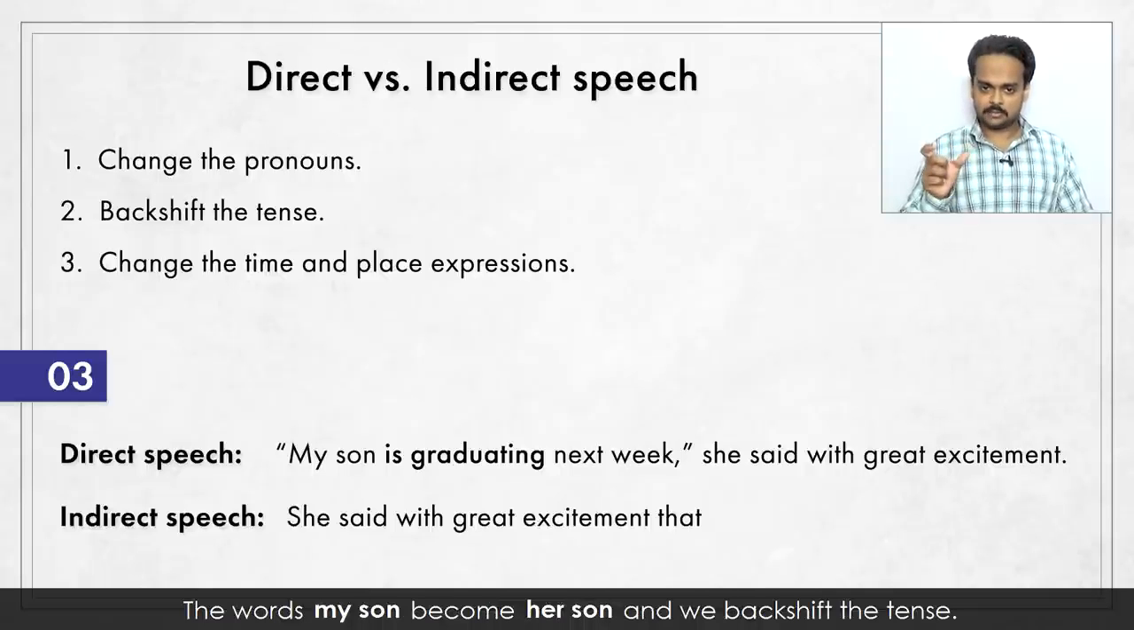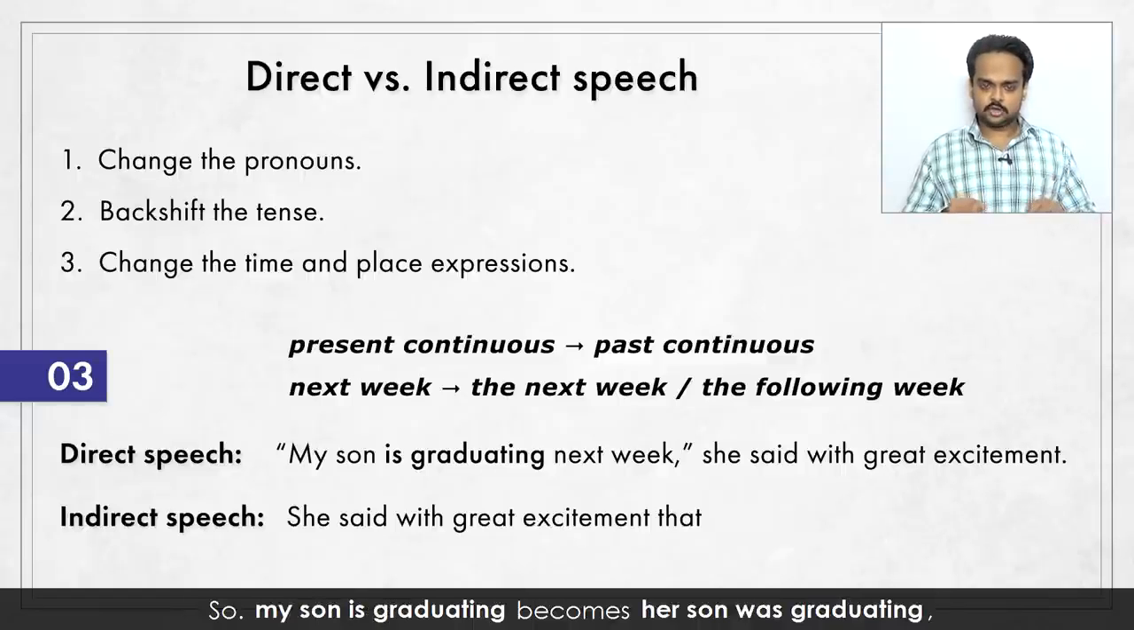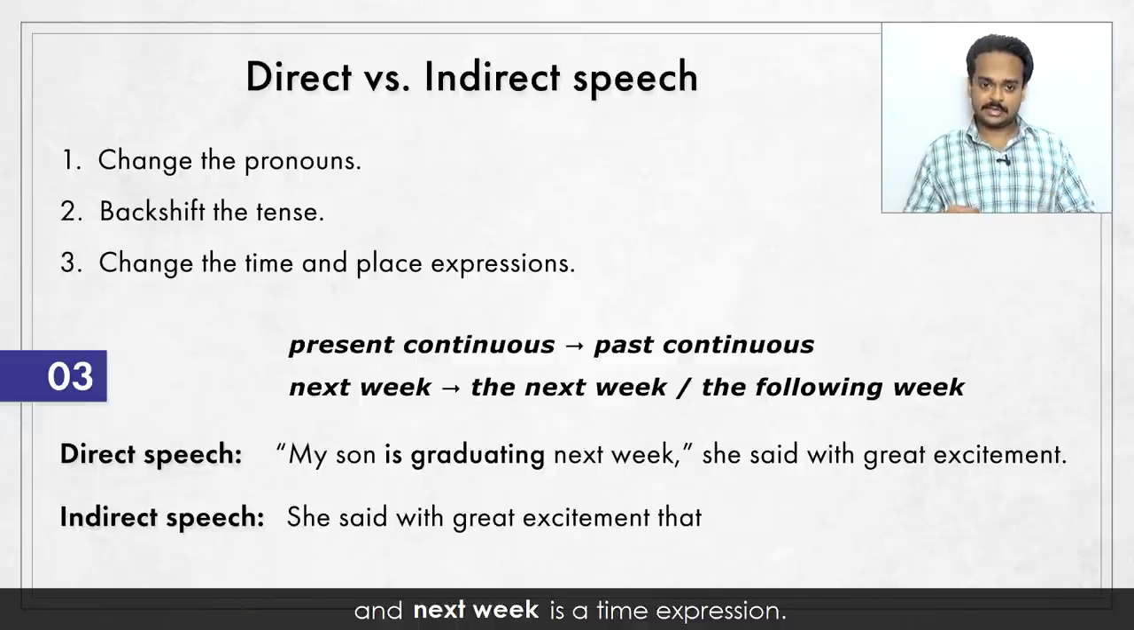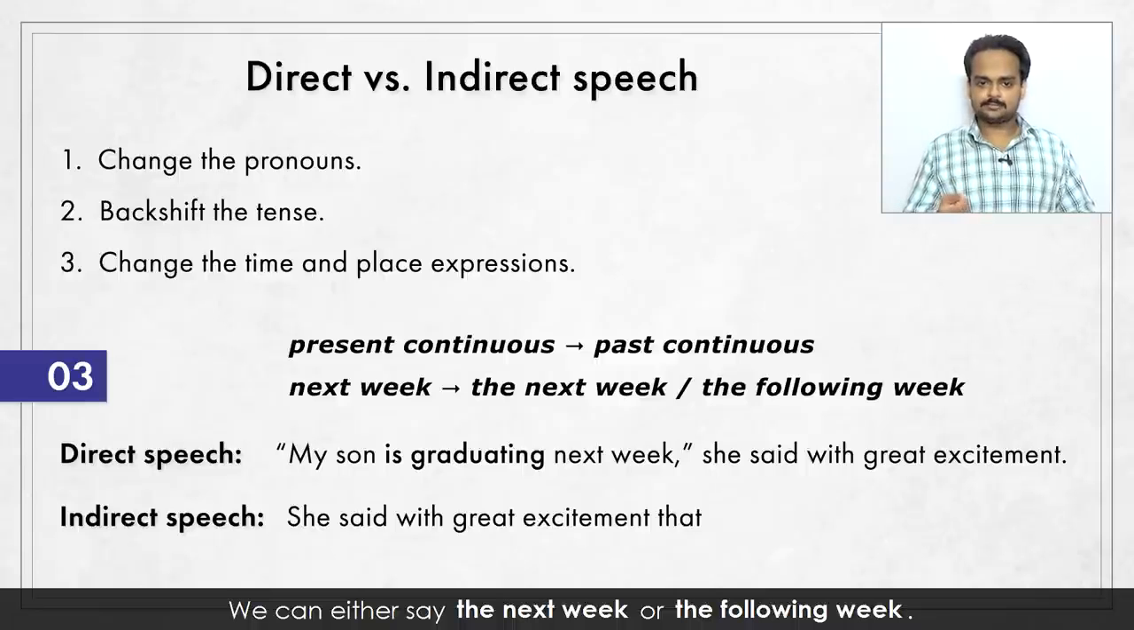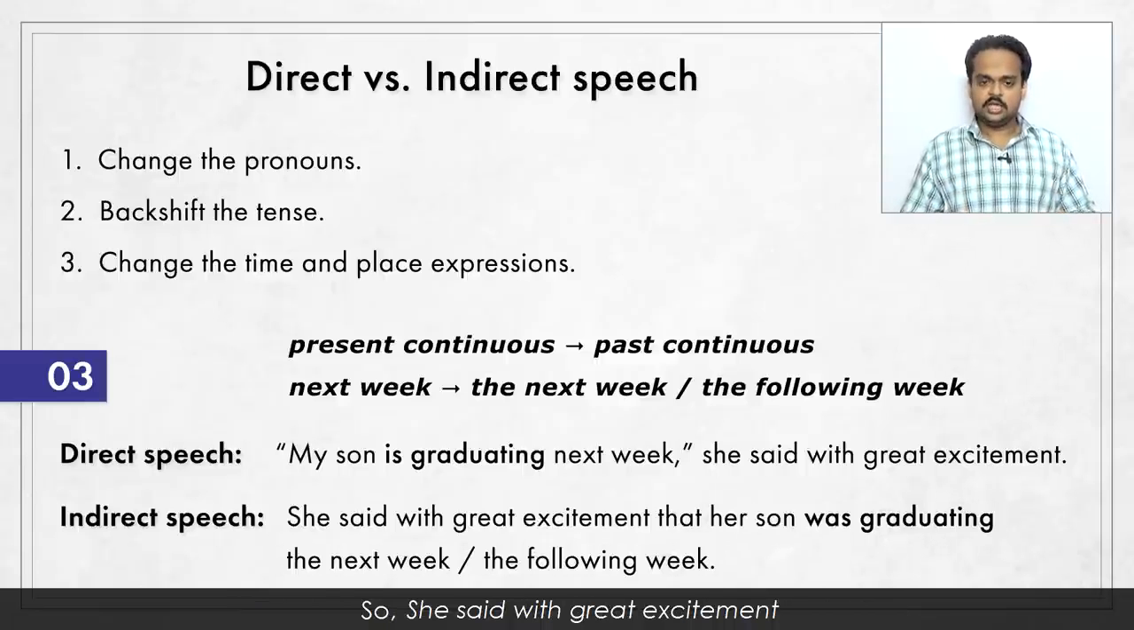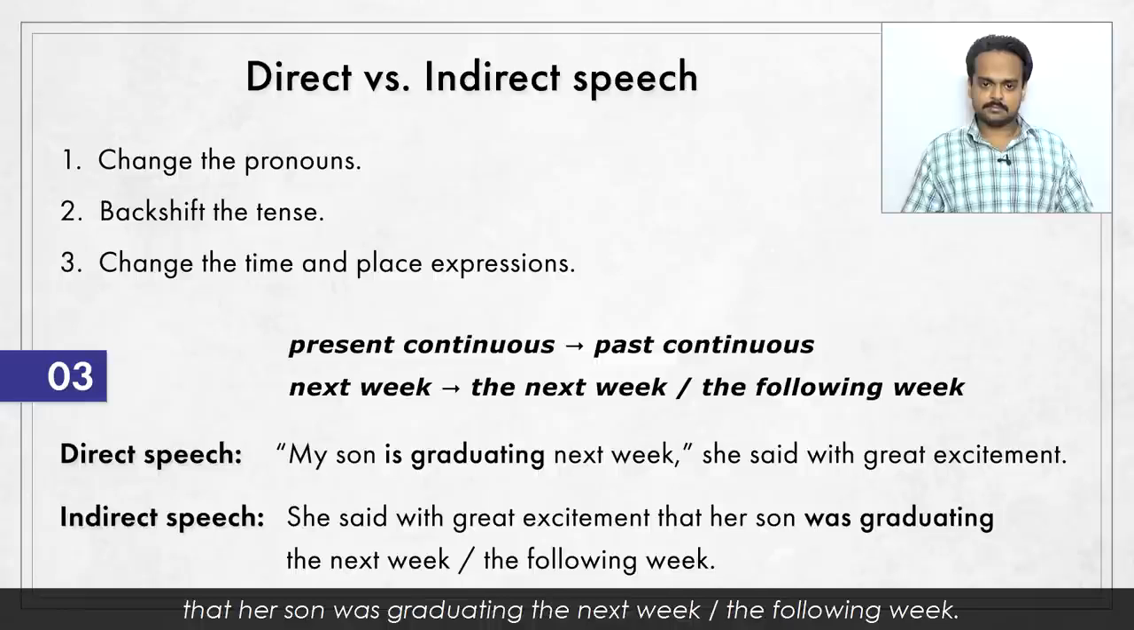The words my son become her son, and we backshift the tense. So my son is graduating becomes her son was graduating, and next week is a time expression. We can either say the next week or the following week. So she said with great excitement that her son was graduating the next week or the following week.